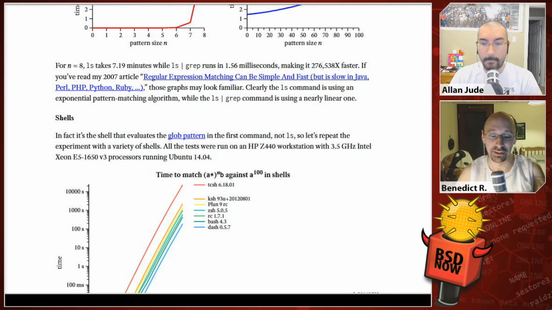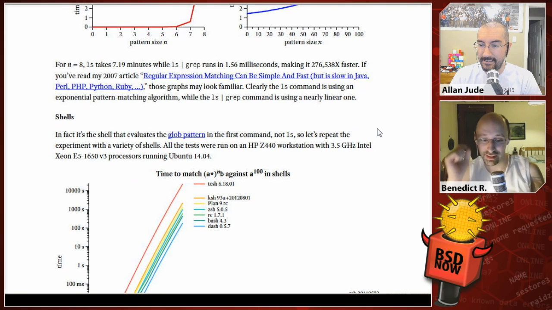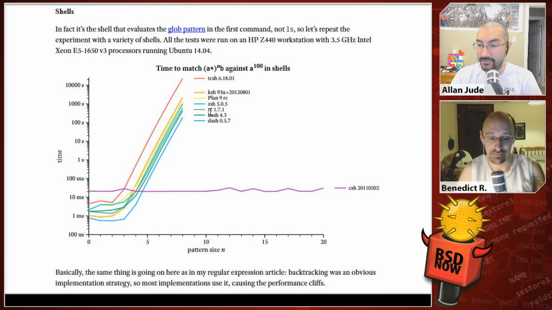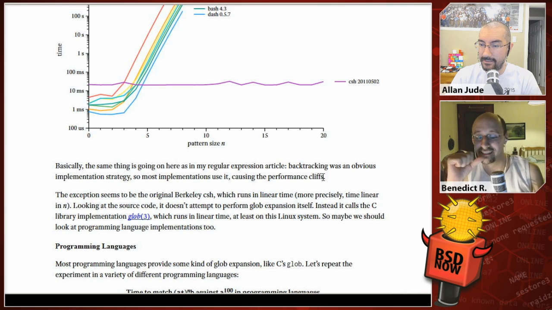There's some filtering going on in grep already that helps there. So they compared different shells, looking at dash, bash, RC, ZSH, Plan 9's RC, KSH, TCSH, and CSH. And they found that they pretty much all had the same problem, except old-fashioned Berkeley CSH. Why is that? So basically, the same thing is going on here as with the regular expression article. Backtracking was the obvious implementation strategy, and most implementations use it, but that causes this performance cliff.